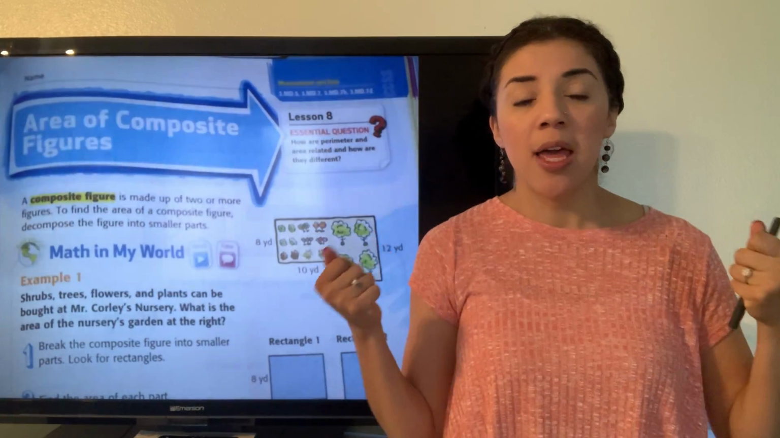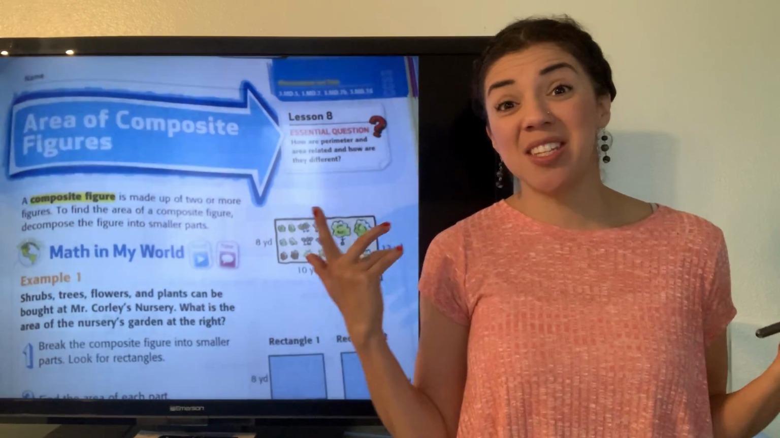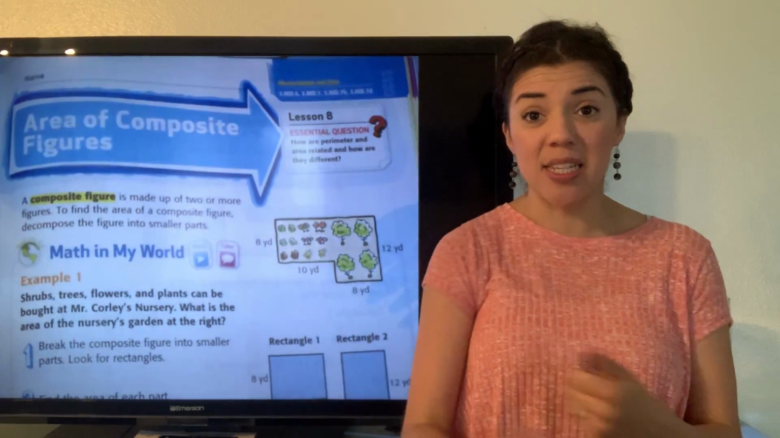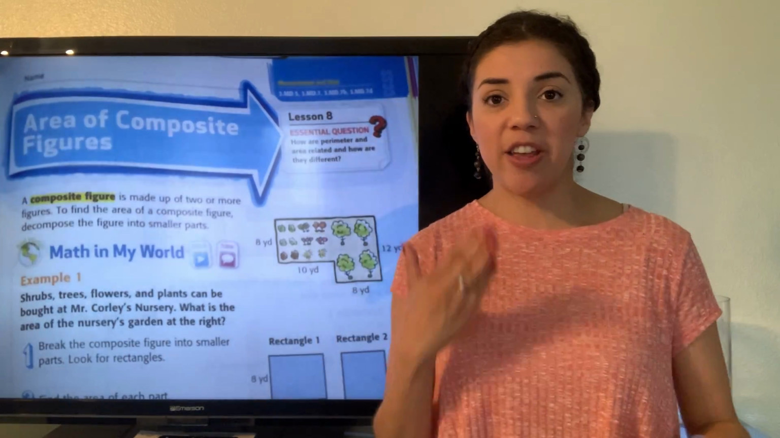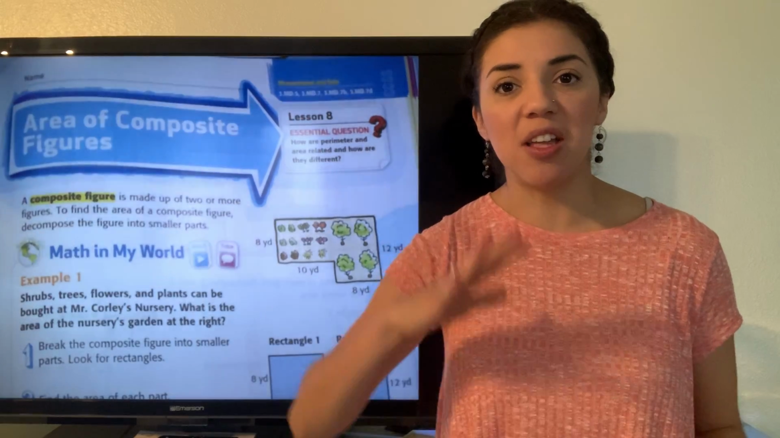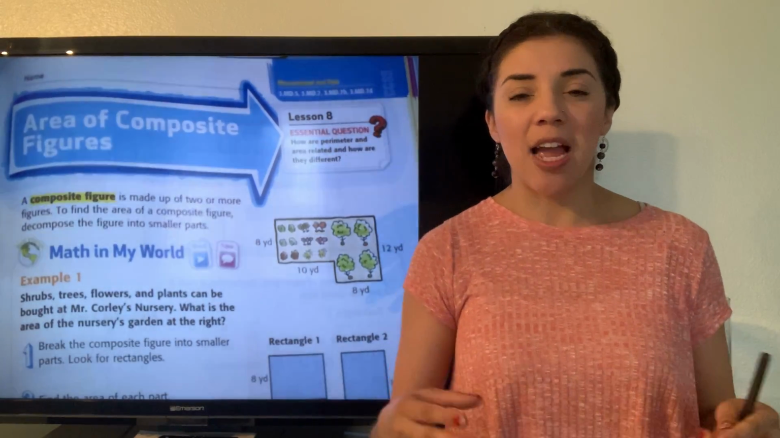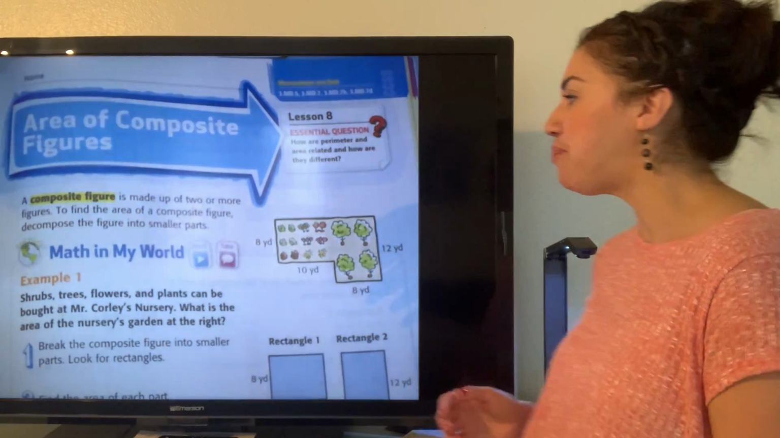Okay, so when you find the area of a composite figure, because we have to decompose or take apart, this is going to be like a three-step process to solve each problem. So just make sure that you take your time and be patient with it. It's all stuff that you know how to do already. Now it's kind of just putting all these pieces together, okay?